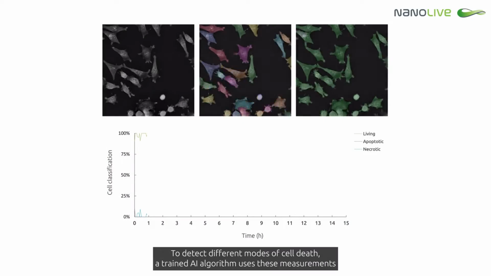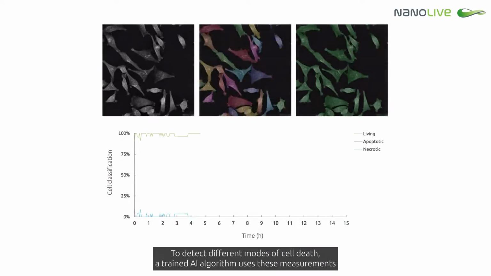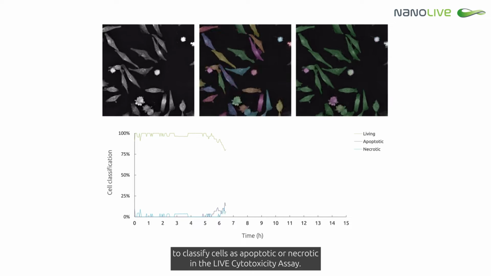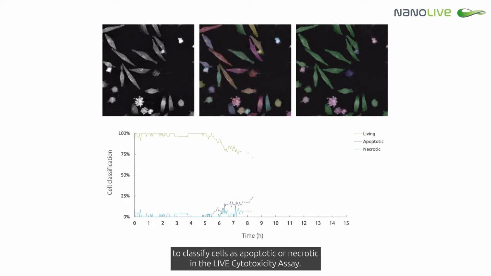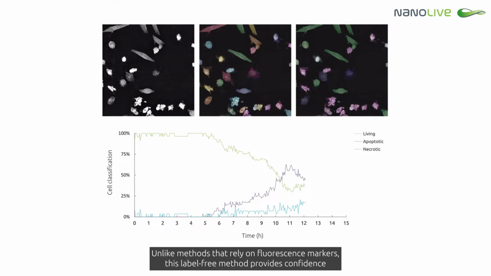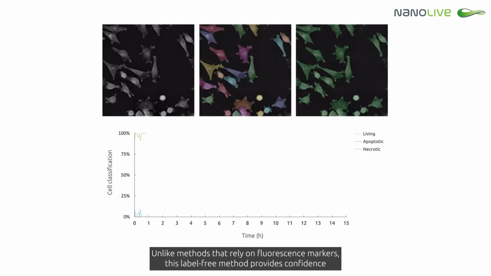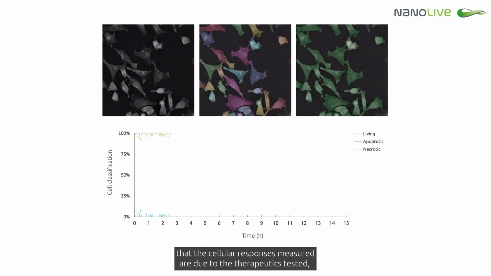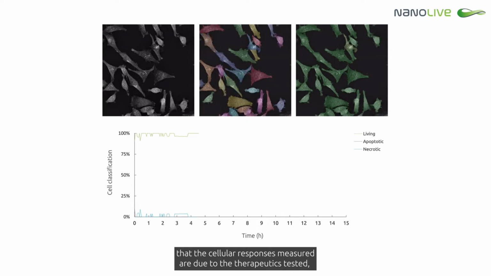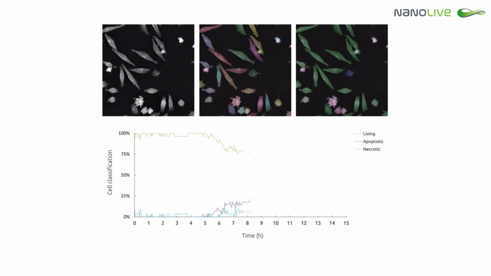To detect different modes of cell death, a trained AI algorithm uses these measurements to classify cells as apoptotic or necrotic in the live cytotoxicity assay. Unlike methods that rely on fluorescence markers, this label-free method provides confidence that the cellular responses measured are due to the therapeutics tested and not a side effect of phototoxicity.